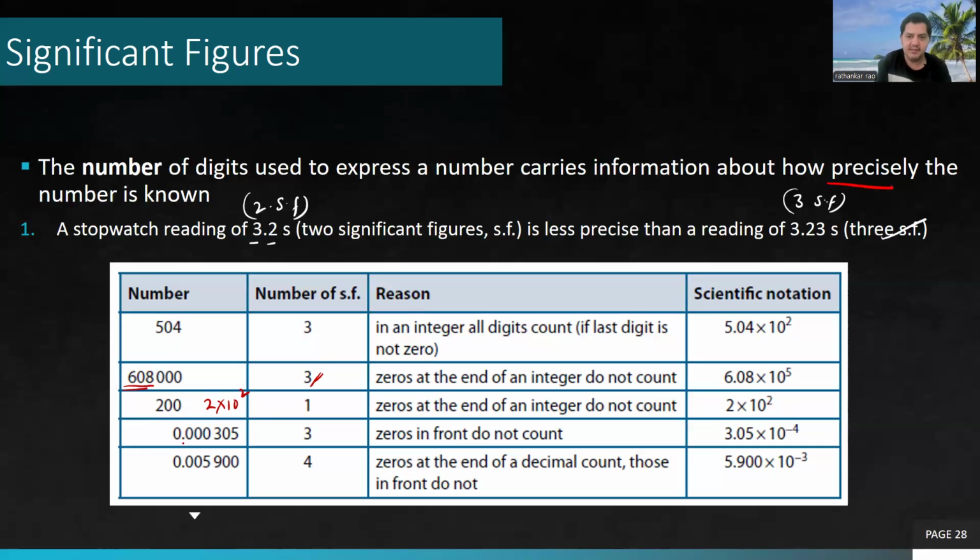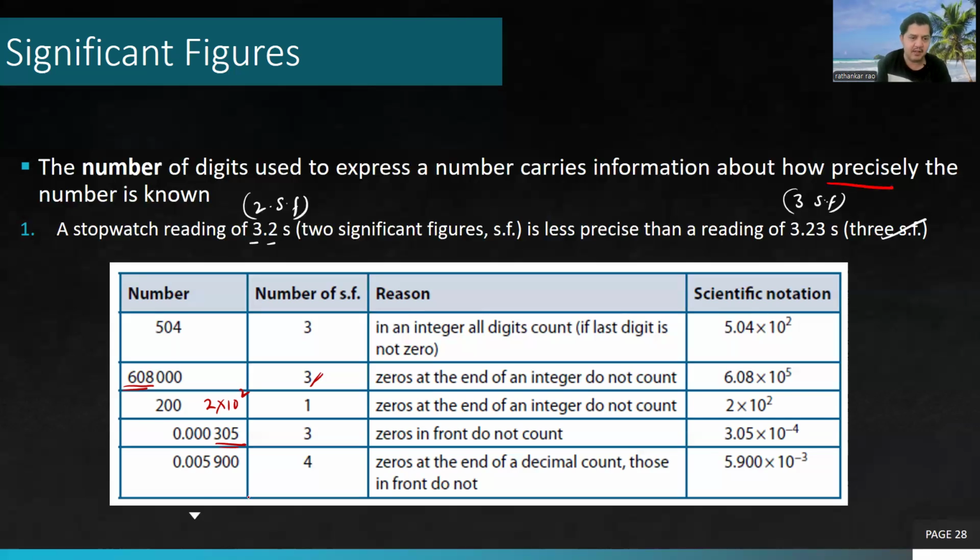Now here you see 0.000305. This represents three significant figures. These zeros do not carry any value, they are insignificant figures. Of course, they tell you how many thousands it is being divided by. So the actual value can be written in scientific notation like this, but without this 305, this whole thing will not have any value. So you are going to consider this 305.